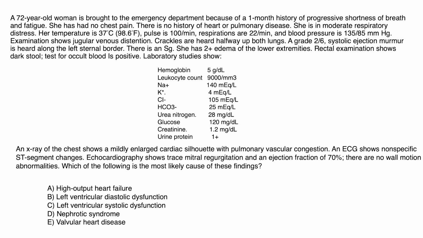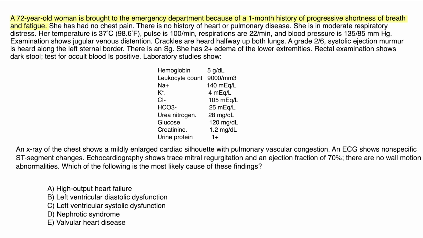So this is a typical UWorld question. As you can see, the question stem is very long. So let's see how we can use the strategy to approach this question. The first sentence: a 72-year-old woman is brought to the ER because of a 1-month history of progressive shortness of breath and fatigue. So after reading the first sentence, we can guess that this woman probably has heart or lung problems, but we still cannot be sure.